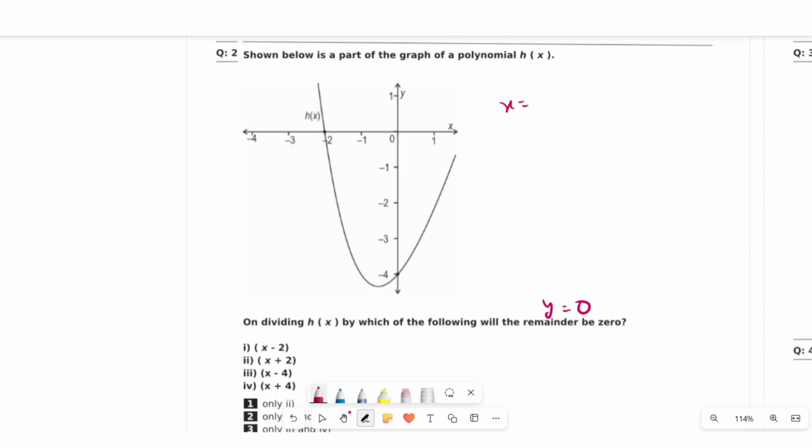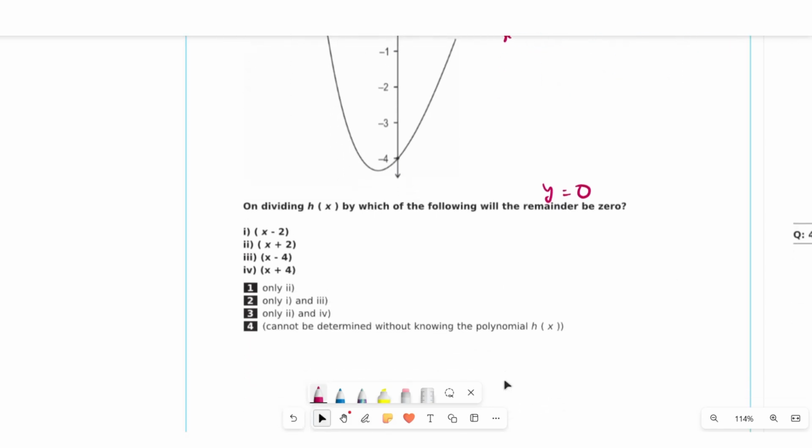So if x is equal to minus 2, x plus 2 is basically a factor of h(x). And if it's a factor of h(x), then if I divide h(x) by x plus 2, my remainder will be 0. So x plus 2 is the one. And there is no such other polynomial, reason being, the graph intersects the x-axis at only one point. So the correct option over here is number 1, only 2.